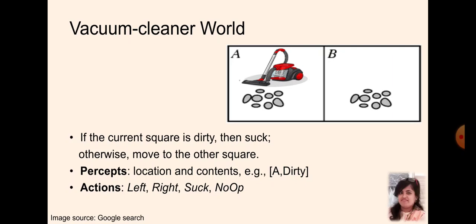Now, what are the actions? If this particular tile is dirty, then we need to suck it. So one action will be suck. If this particular tile is clean, we need to move to the right side to clean the B tile. If we are in the B tile and we have already cleaned tile B, then we need to come back to tile A to check whether it's dirty or not. So that is the left action. And if both the two squares are clean, then there is a no operation, or no op, action.